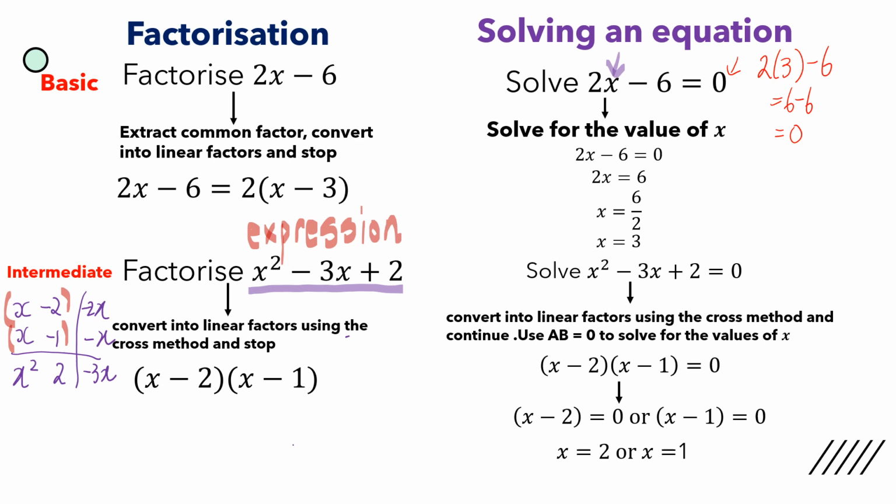What it means is that when you substitute x equals 2 here, you will get right-hand side equals 0. And the other possible value is when you substitute x equals 1, you would also get the right-hand side equals 0. Right, so basically, this is the difference between factorizing an expression versus solving an equation.